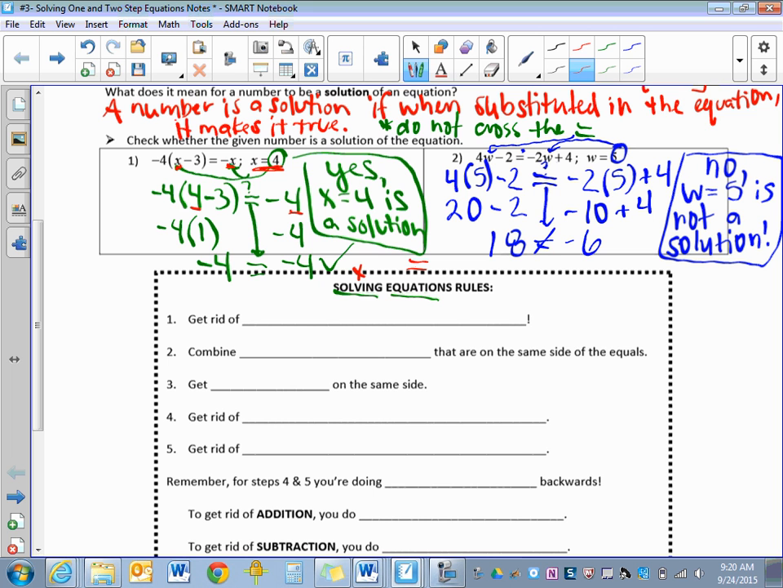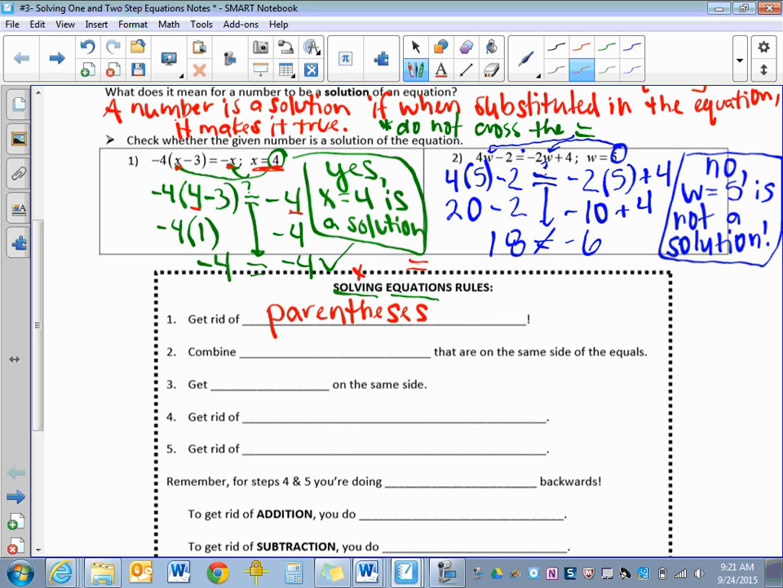Alright, so our first thing we want to do is get rid of parentheses. Those pesky little things. Get rid of our parentheses. That might require you to distribute. It might require you to take care of your exponent. It might require you to multiply or add. But you need to simplify your parentheses first. Get rid of those.